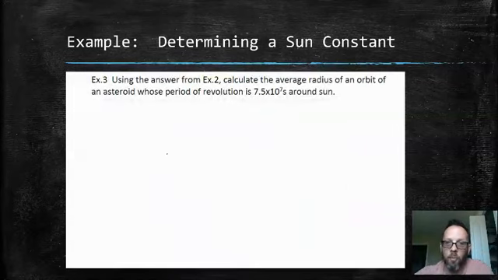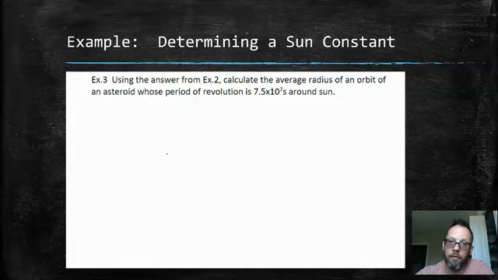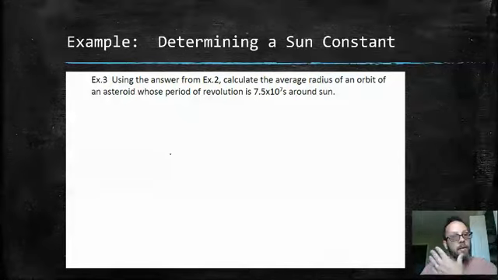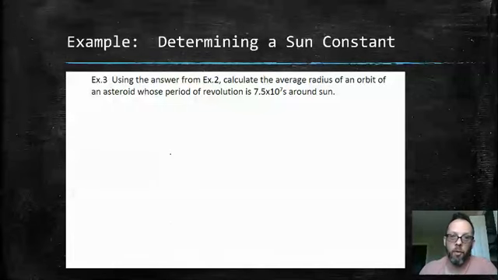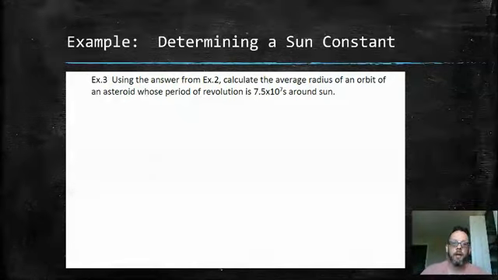So I think we're going to look at one more example. Using the answer from our second example, we're going to calculate the average radius of an orbit of an asteroid whose period of revolution is 7.5 times 10 to the 7 seconds around the sun. We could do this with a comet, say we know a comet returns every 40 years. We could figure out how far it gets from our sun. So let's do this one. Where's my cursor?